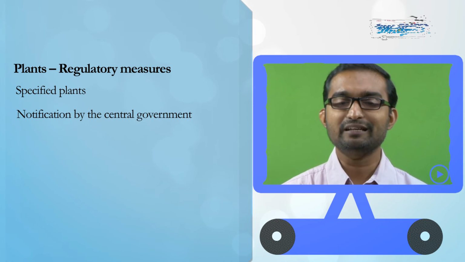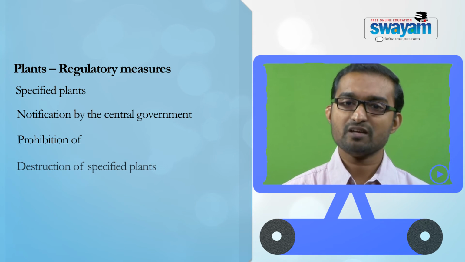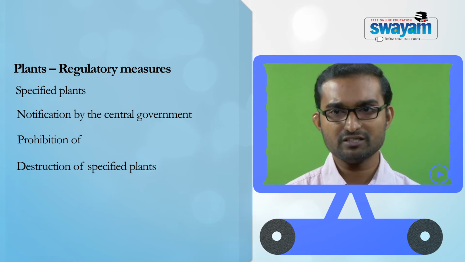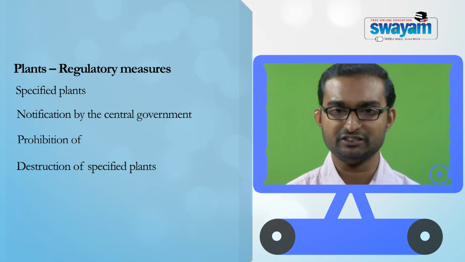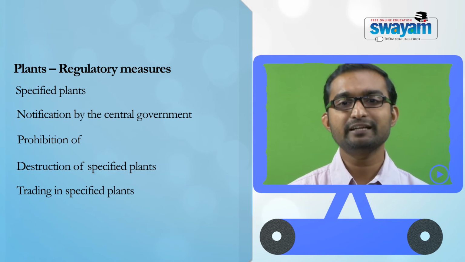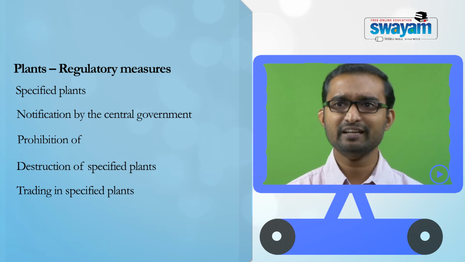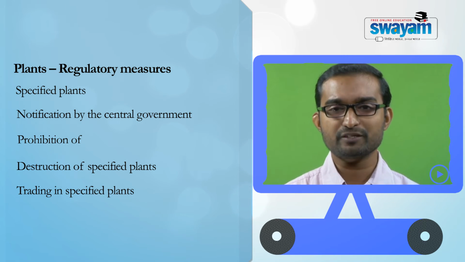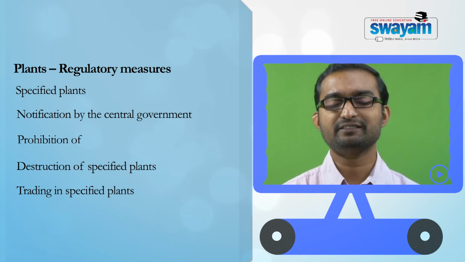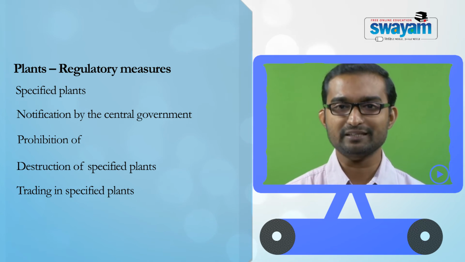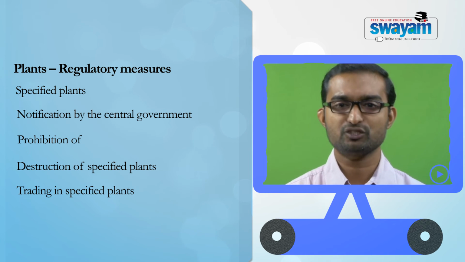So what are the major legal regulations applicable to plants? One is destruction of specified plants. That means destruction of those plants enlisted in the central government notification is prohibited, and trading in those specified plants is also prohibited. That means destruction and trading are prohibited. Apparently it is based upon the premise that trading is one of the major reasons why some of these plants are being destroyed.